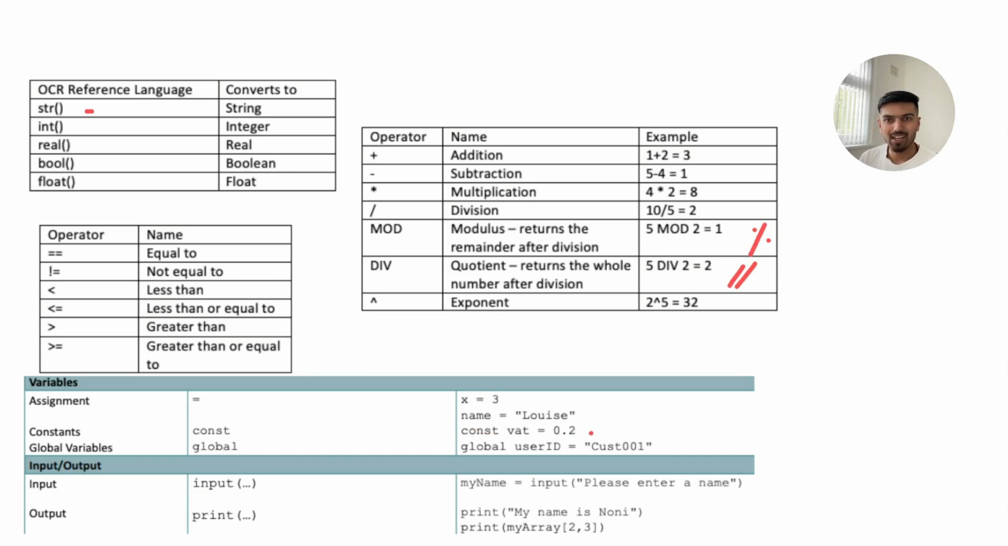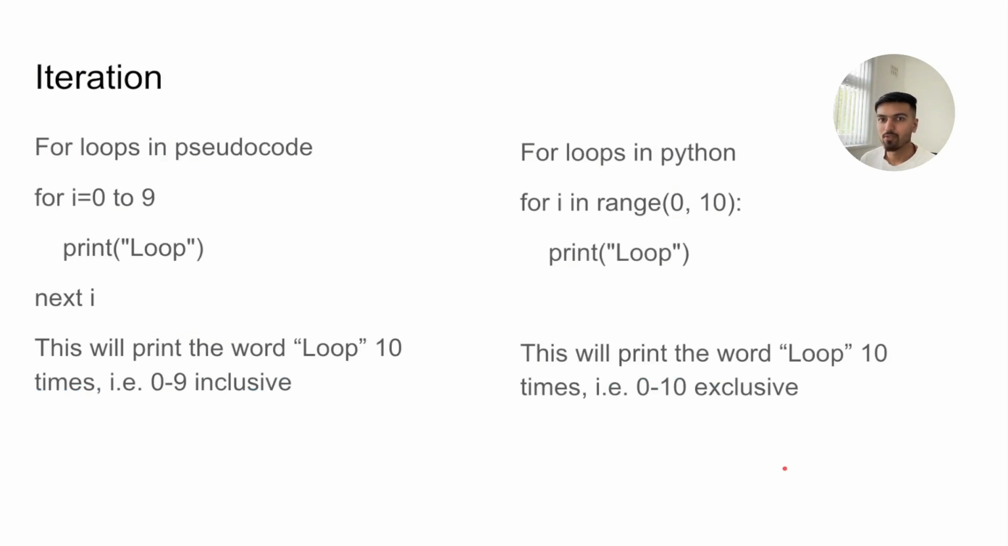Remember, a constant is a value that doesn't change, and a global variable is basically a variable that is accessible throughout the whole program. Inputting is the same. This is how you get the input from the user, and outputting is basically the same. So we do print. Now we're going to move on to iteration.